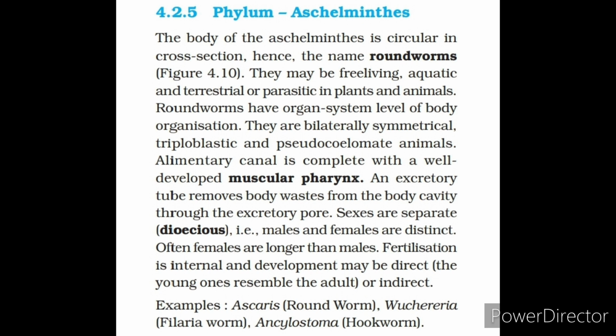Phylum Aschelminthes. The body of the aschelminthes is circular in cross-section, hence the name roundworms. They may be free-living, aquatic and terrestrial, or parasitic in plants and animals. Roundworms have organ system level of body organization. They are bilaterally symmetrical, triploblastic and pseudocoelomate animals. Alimentary canal is complete with a well-developed muscular pharynx. An excretory tube removes body wastes from the body cavity through the excretory pore.